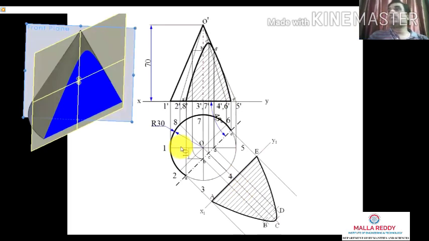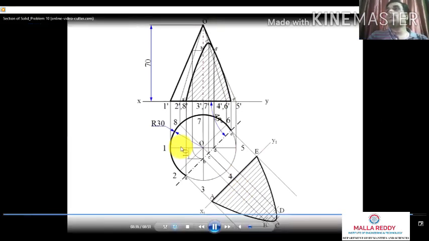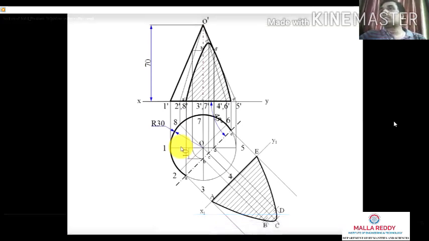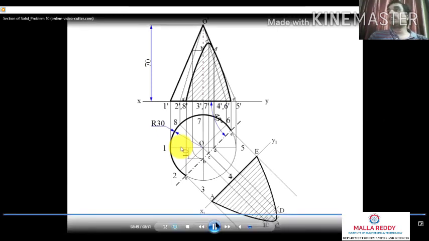So this is one example of sectional front view, top view, and true shape of the section. So this is the problem regarding it. I hope you have understood.